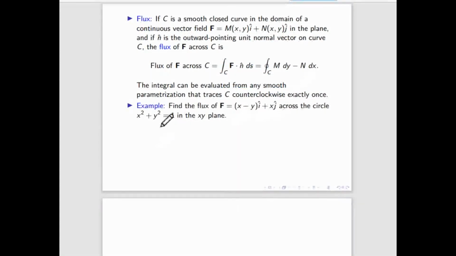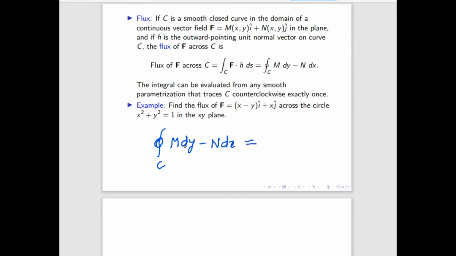So this is the example. The question is to find the flux here. So we'll use this formula. We have to calculate this integral over this circle, which is a closed curve. This C is closed. This is the notation for integration over a closed curve. So the flux formula is M dy minus N dx. What is M? M is this one, N is this one, because F is M i cap plus N j cap. So we get the integral of x dy minus y dx over the curve.